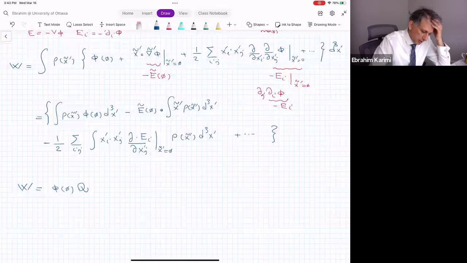Then what about the second term? It will be minus E zero dot the integral of x prime, rho of x prime, d3x prime. What's that? Dipole, exactly. You have P, which is a dipole moment. What about the last term?